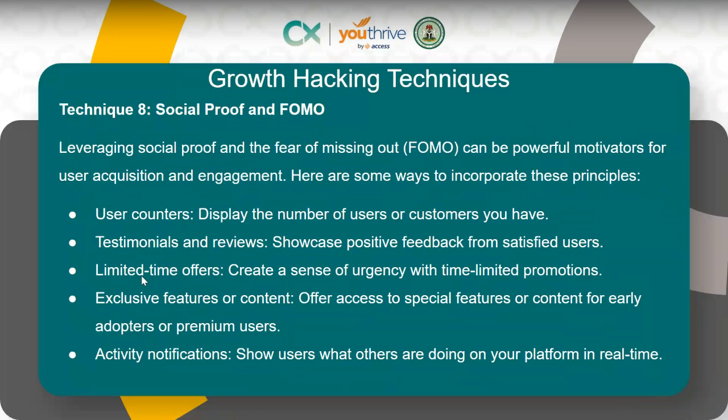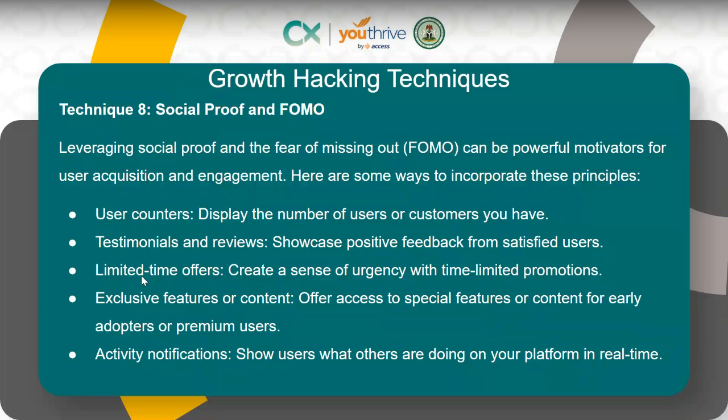So, social proof and FOMO. You can leverage social proof and fear of missing out. This is a powerful motivator for user acquisition and engagement. So, user counters: you can display the number of users and customers you have. This is very good, man. A lot of apps do that. You just see them put that they have an increasing number of users. You put testimonials as well and reviews, right?